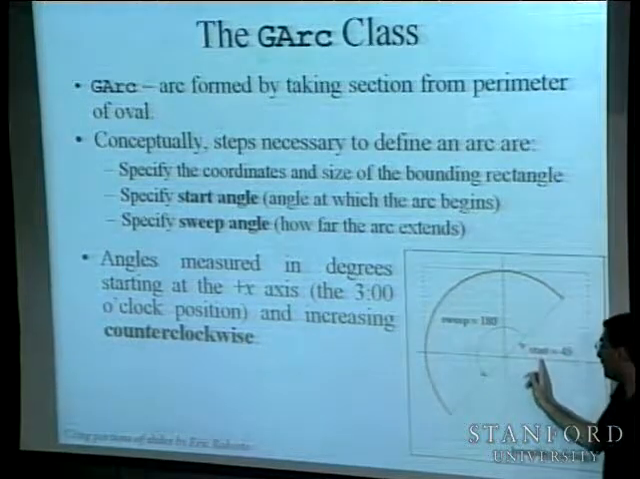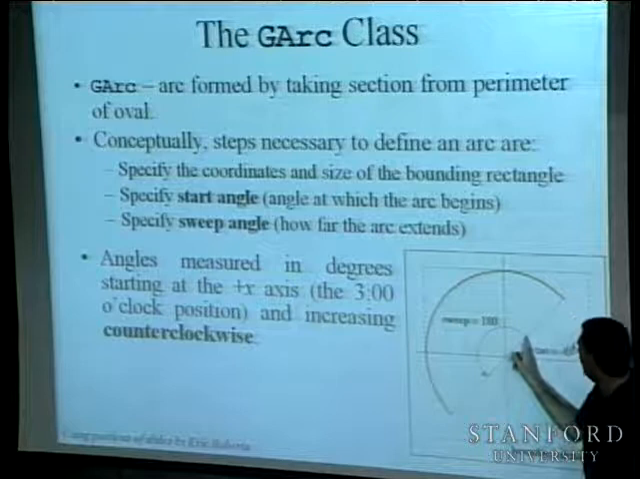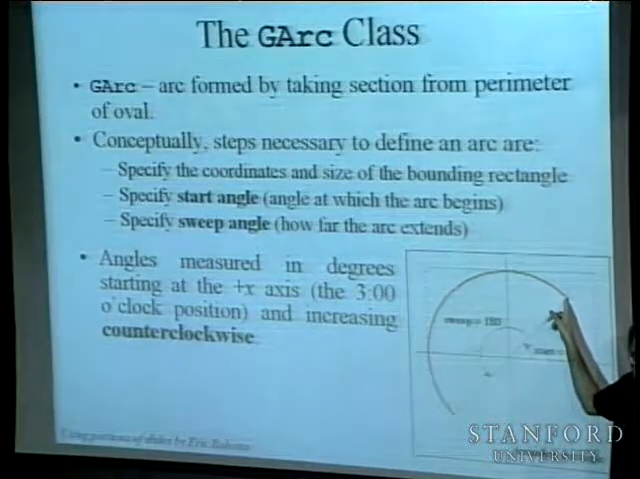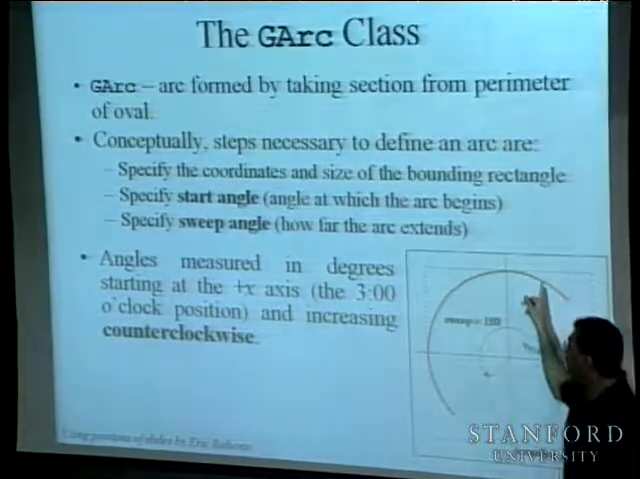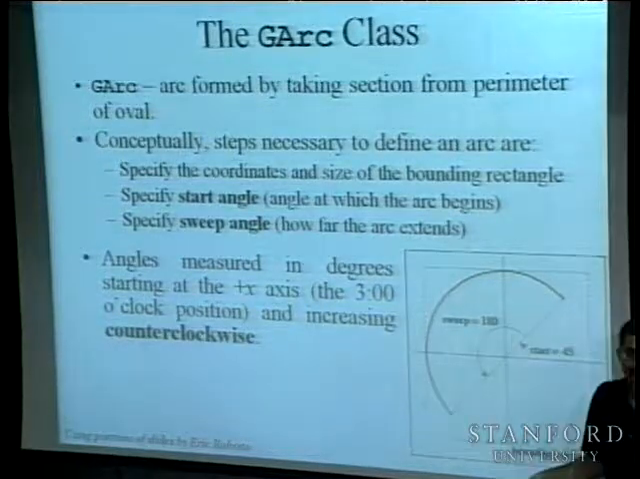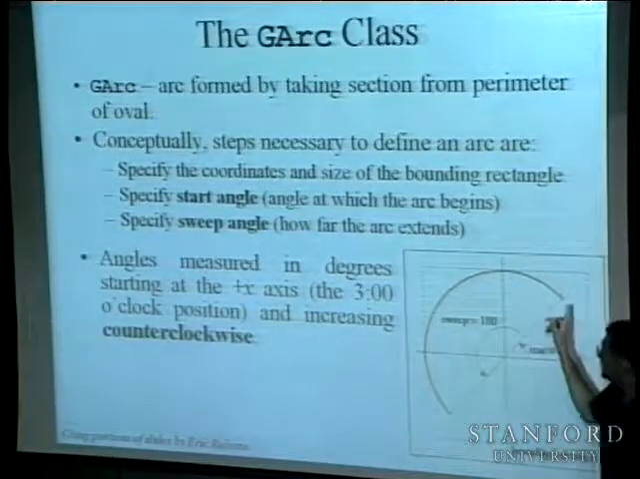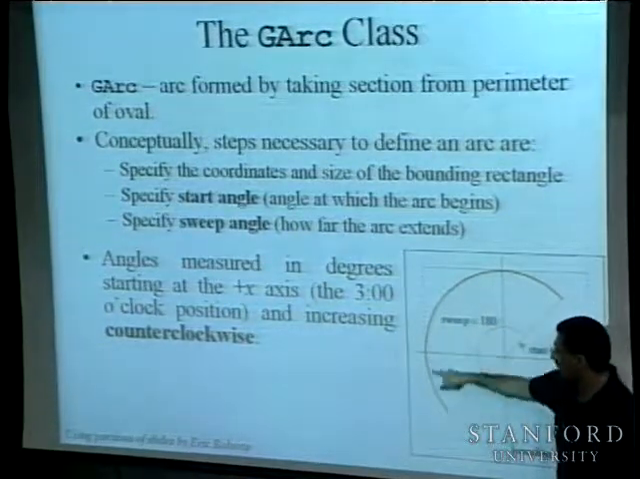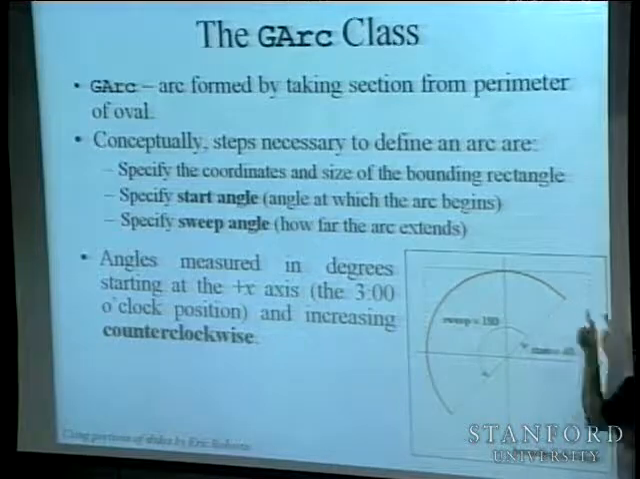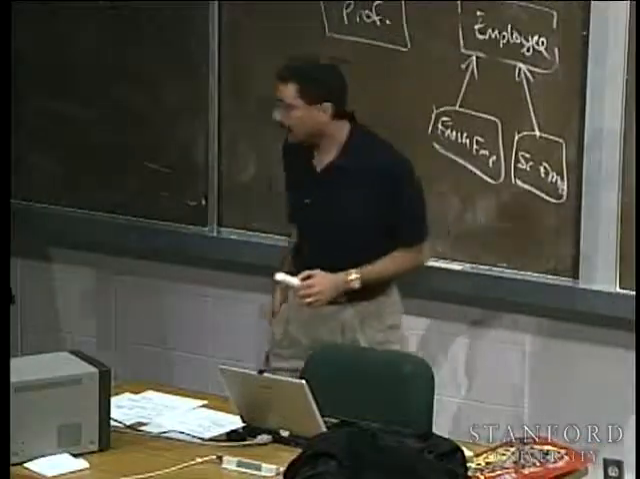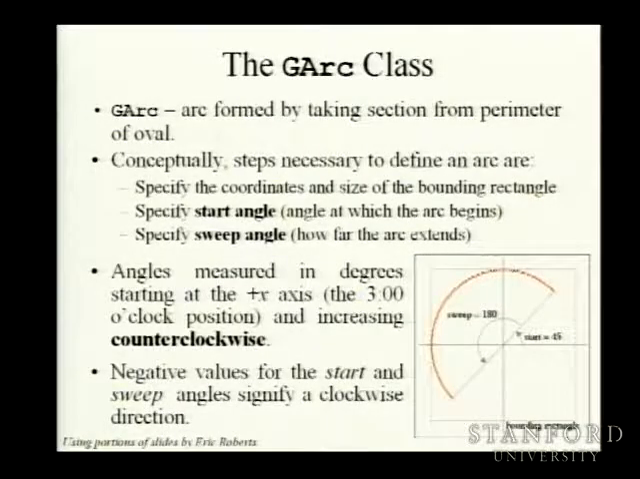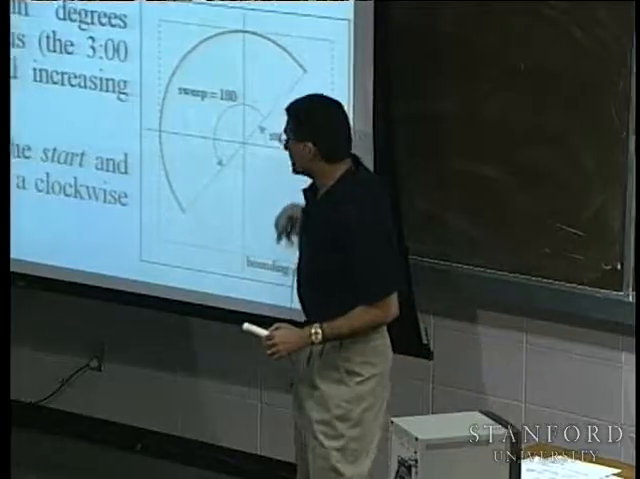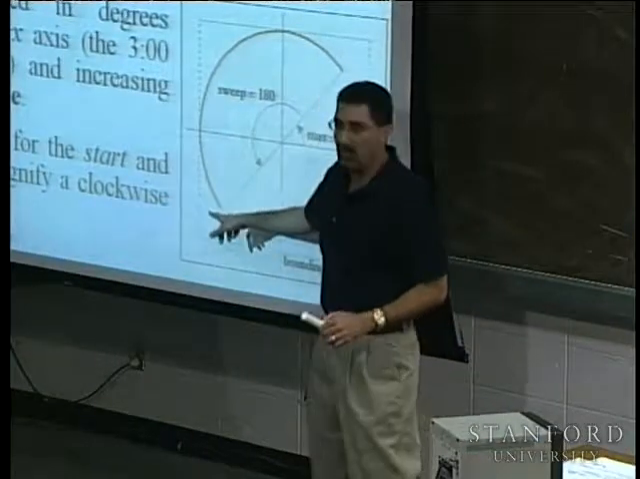So if I say my start is 45 degrees, it goes up 45 degrees and says your start would be here. Your sweep is what portion of the oval you actually draw out in degrees. So if I set a sweep of 180, I will draw out a semicircle because I'll draw 180 degrees starting at the 45 degree mark. And it always draws in the counterclockwise direction if you give it positive values. If you give it a start value or a sweep angle in negative values, it will start on the other side and go in the clockwise direction.